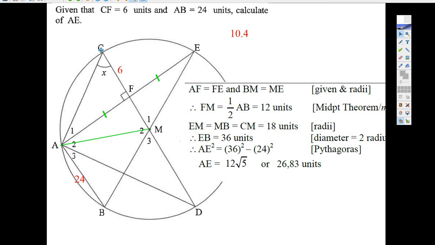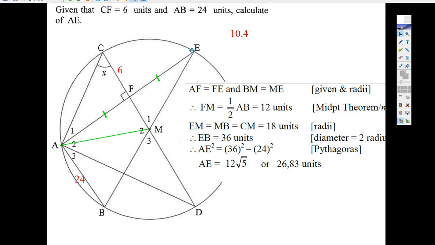Well, that's kind of nice because that gives us CM, which is a radius. So EM and MB and CM, all of these radii, if we went from M to B, from E to M, and from C to M, it's all 18 units because they're radii. Therefore, EB, that distance from E to B all the way across, if it's 18 and 18, it must be 36 units.